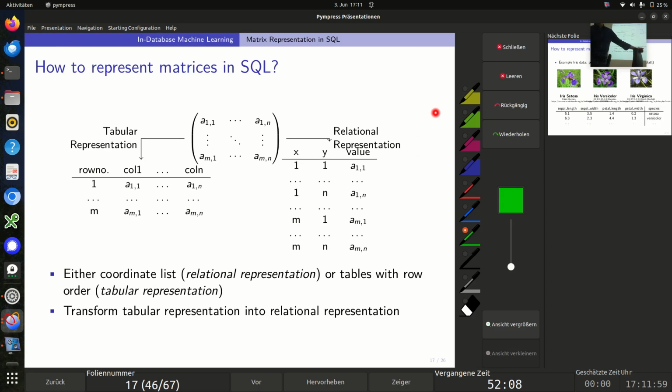One reviewer was angry about the name. He said it should be named coordinate relational representation, where I have my indices here, x and y, and the value as third argument. Okay, so now the question is, how can I transform my tabular representation into my relational representation?